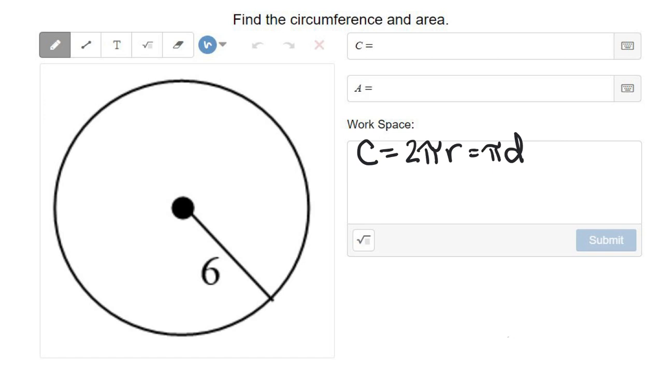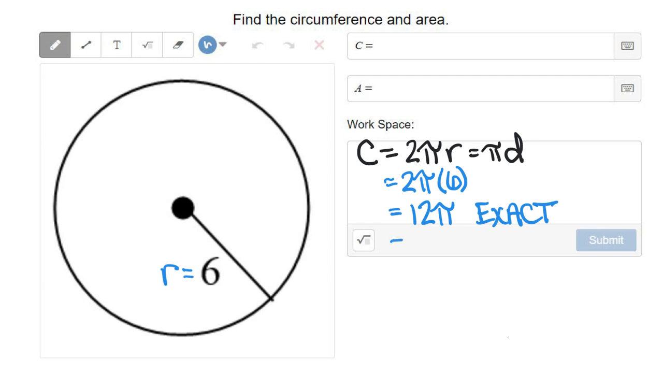I look at my picture and I see that they have given us a radius of 6. It goes from the middle to the edge. So I'm going to use this second formula, 2 pi, and I'll put 6 in the radius spot. So that is 12 pi as an exact answer. As a rounded answer, that'd be 12 times 3.14.